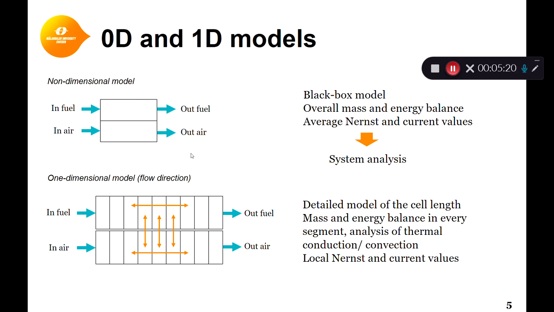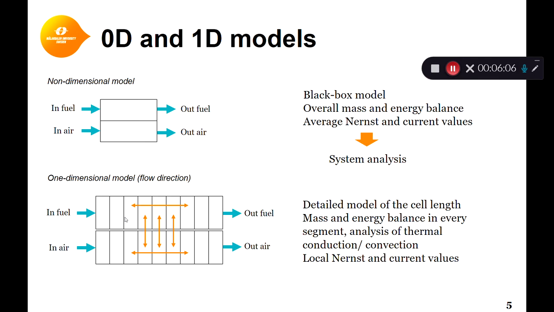One step further in complexity is one-dimensional model. In one-dimensional models, usually the dimension considered is along the direction of the flow, airflow and fuel flow. The fuel cell is divided in segments along the direction of the air and the fuel flow. And for each segment, the mass and energy balance is solved, as well as the electrochemical equations. So this type of model is useful to analyze the detailed distribution along the cell of Nernst potential, current, temperature, and all the main variables.